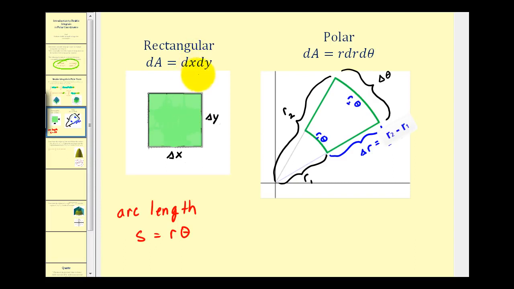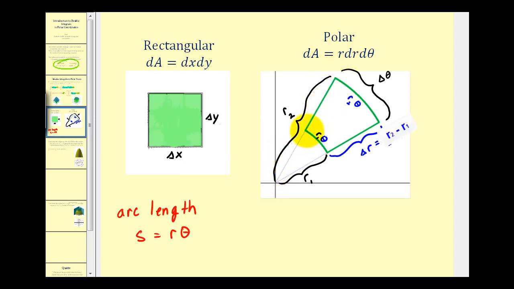Again, in rectangular form, we determined that differential A was equal to dx times dy, because this represented the area of a base, which was a square, or a rectangle. Now if we take a look at the base of one of those boxes in polar form, it's going to look more like this. So delta theta would be the change in the angle, as we see here. This shorter radius would be r1, and the longer radius would be r2.